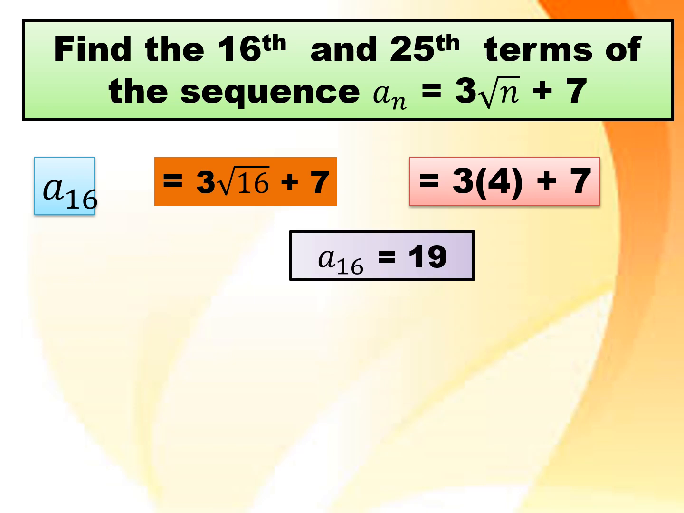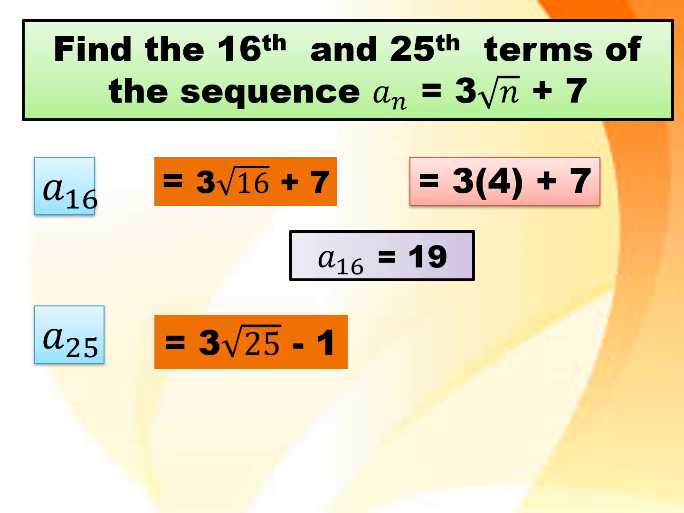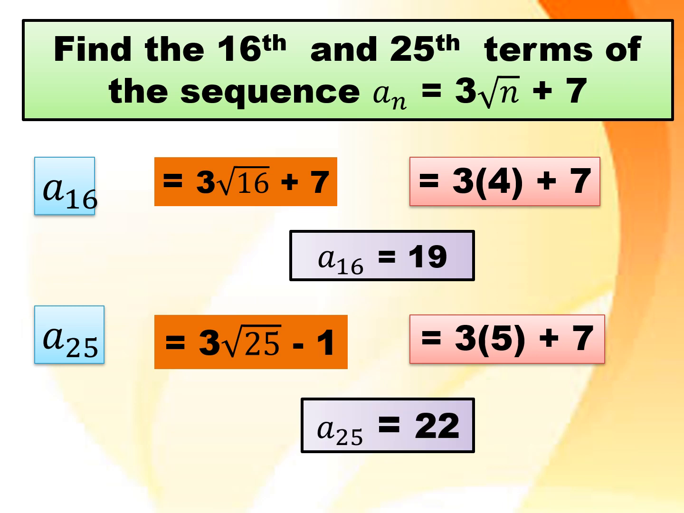For the 25th term, we will have a sub 25, which is equal to 3 times the square root of 25 minus 1. Simplifying the radicand, we will have 3 times 5 plus 7, or simply equals 22. Therefore, a sub 25 is equal to 22.